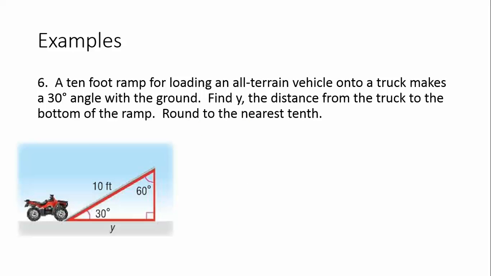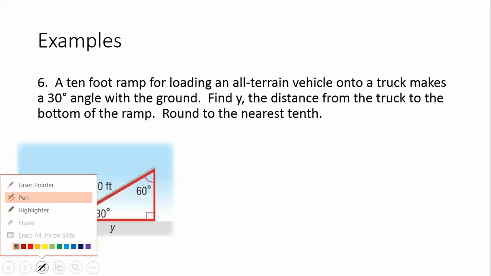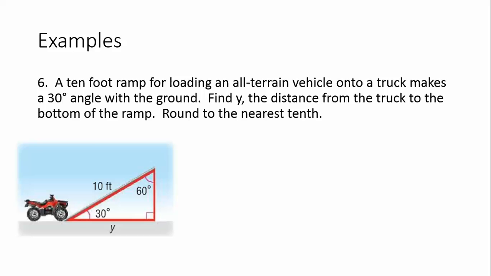Now we have more of a real-world example. And here we have a 10-foot ramp. Notice that the ramp is labeled 10 feet long, for loading an ATV onto a truck, and it makes a 30-degree angle with the ground. So you can see here's the ramp and the 30-degree angle with the ground. We are asked to find y, which is the distance from the truck to the bottom of the ramp.